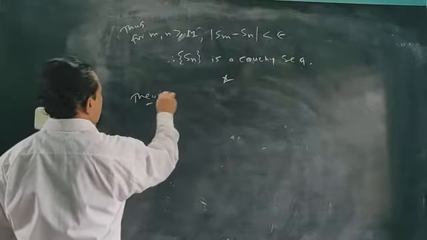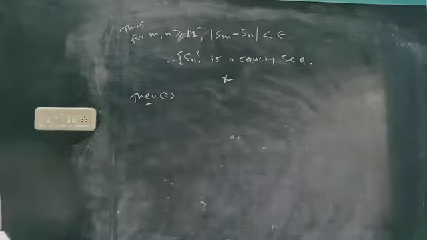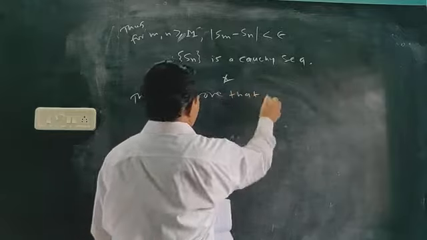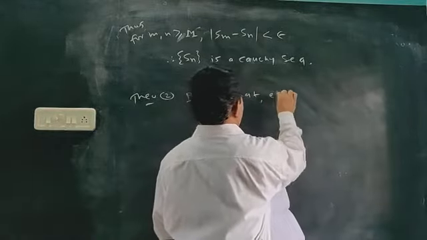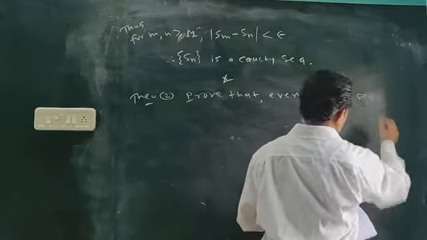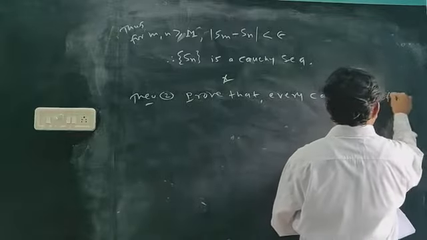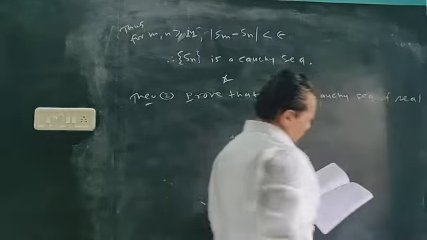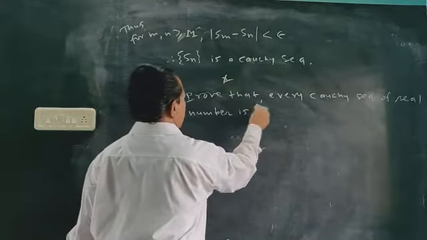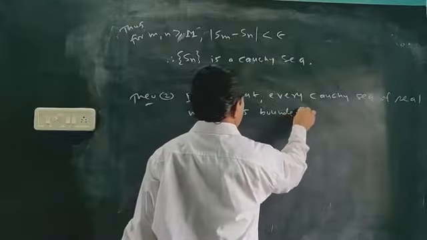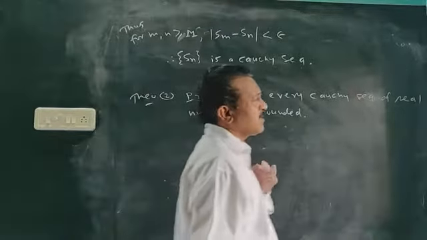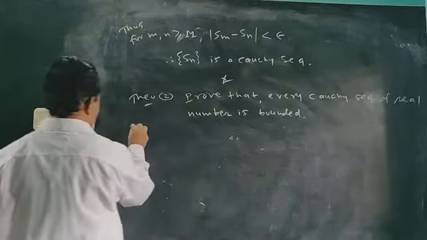Second theorem, on Cauchy sequences. Prove that every Cauchy sequence of real numbers is bounded. Okay, so it is bounded. Definition.